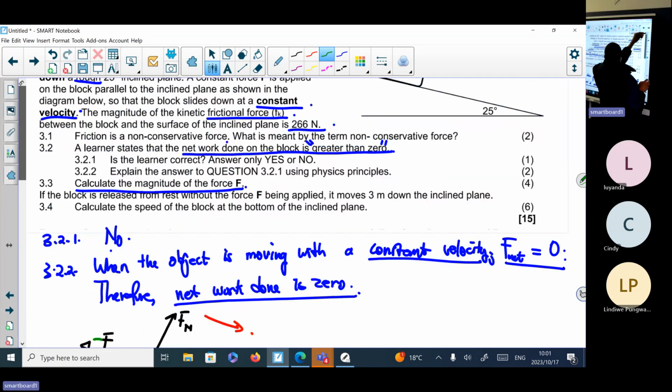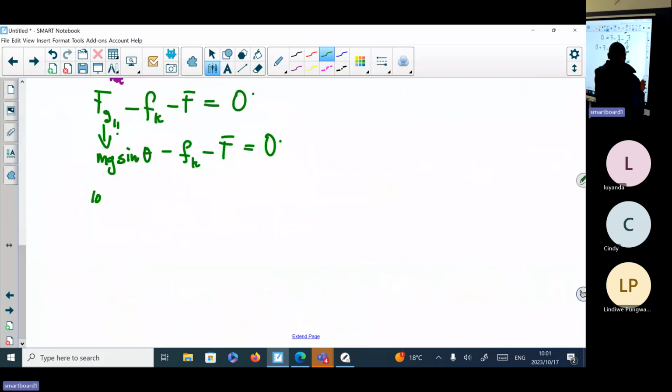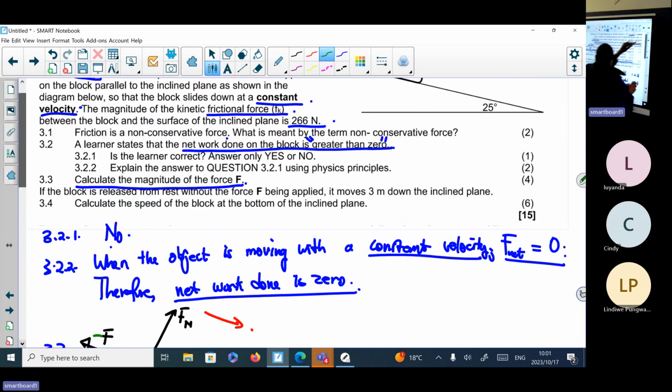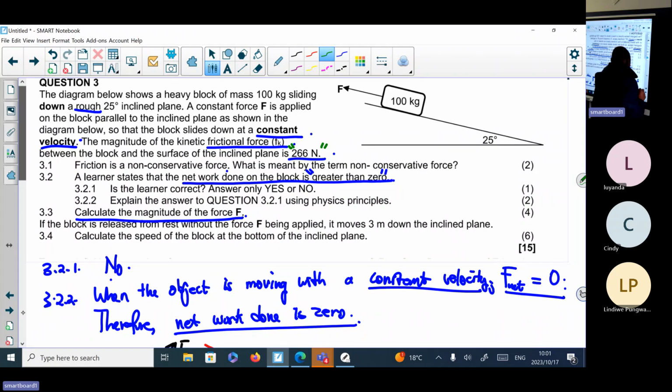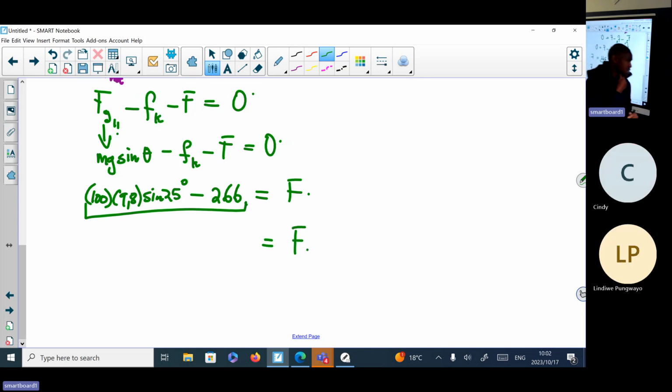As we proceed, we are given that the mass of the object is 100 kilograms and the angle of inclination is 25 degrees. So this is 100 kilogram times 9.8 times the sine of 25 degrees. We were given the magnitude of the frictional force, 266 newtons, if you remember. So we substitute it directly, minus 266. We can take this applied force to the right-hand side so that it's positive, and then the difference between these two is the magnitude of your applied force. And what is the answer there?